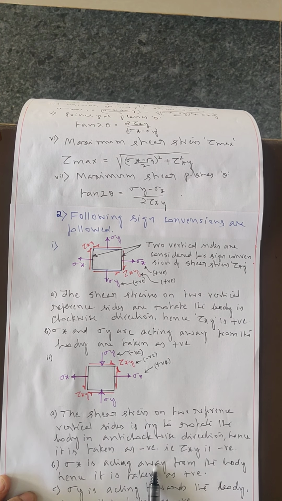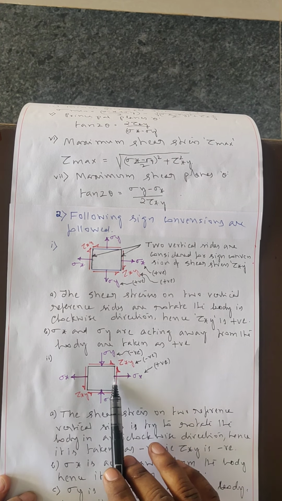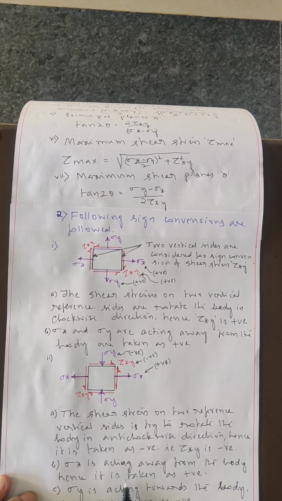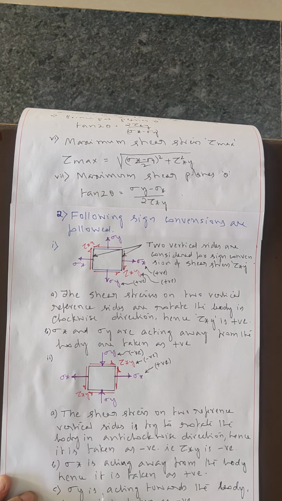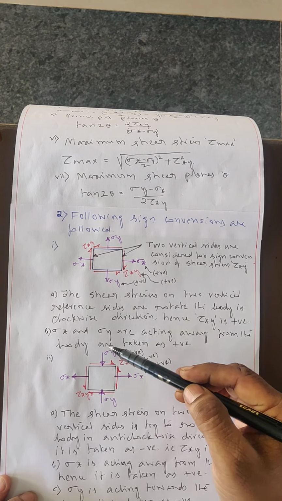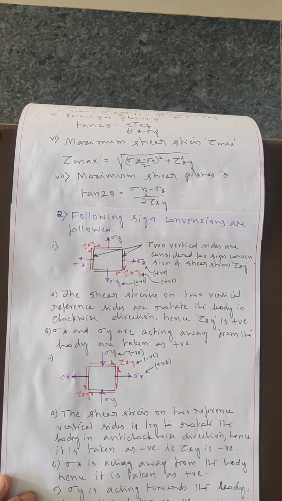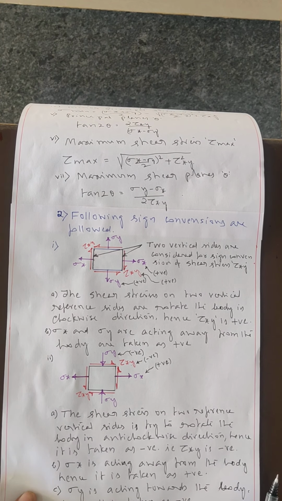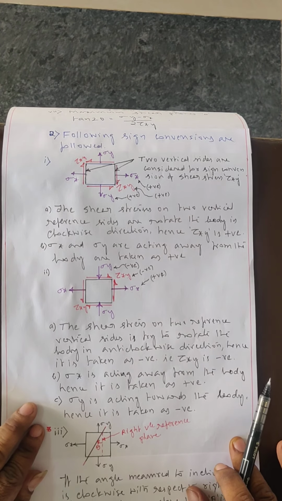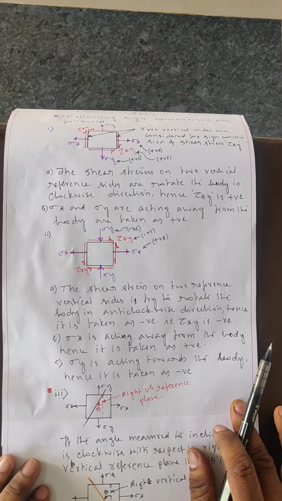Sigma x is acting away from the body, hence it is taken as positive. Sigma y is acting towards the body, hence it is taken as negative. Next, for angles we will see.